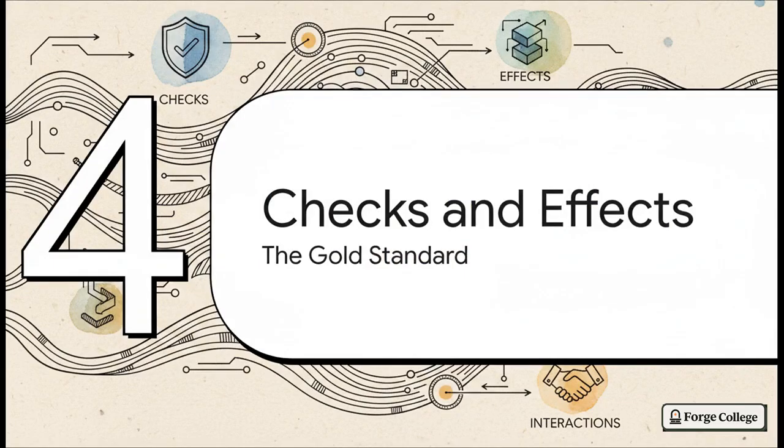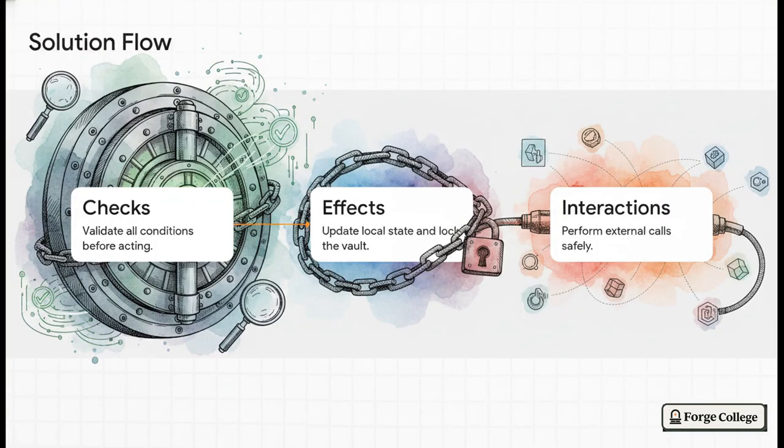That takes us to Section 4, Checks and Effects, the gold standard. The philosophy here is actually beautifully simple. Instead of leaving the vault door wide open while we wander off to talk to strangers, we just change our sequence. First, we run our checks to validate all our conditions.